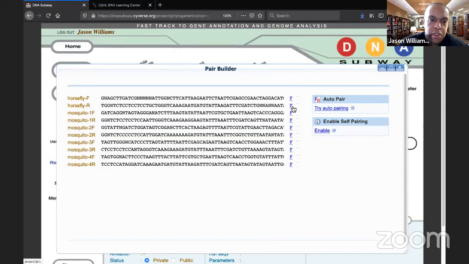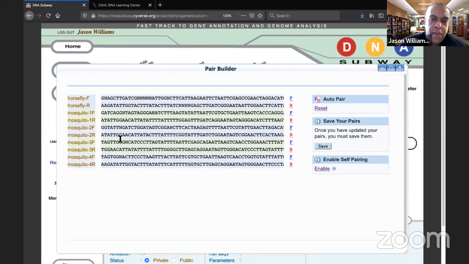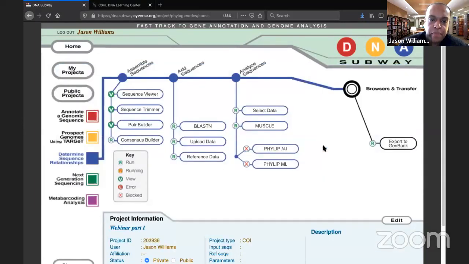What we actually usually need to do is just click on this thing called auto pairing. What auto pairing does is it realizes that these two sequences are called horsefly, and one has an F and one has an R. So it realizes that the F is the forward sequence and the R is the reverse sequence, and it goes ahead and pairs all of those. Then after pairing, it reverse complements the ones that are marked as R. What you need to do after that is click on save, and it's going to save your work.